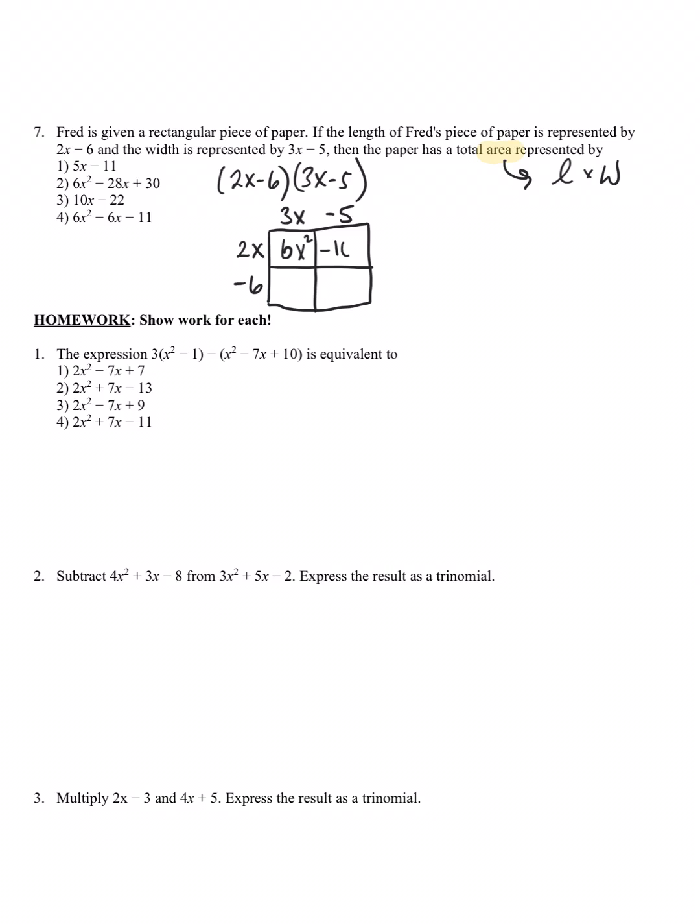I like to think of this as just smushing them all together. Next box, we have a negative 6 and a 3x. I'm going to smush them all together. And lastly, that negative 6 and negative 5 is going to be a positive 30. These two terms in the middle are going to be alike. So when we write this out, we're going to have a 6x squared. That negative 10x and that negative 18x is going to combine to negative 28x. And then I have plus 30.